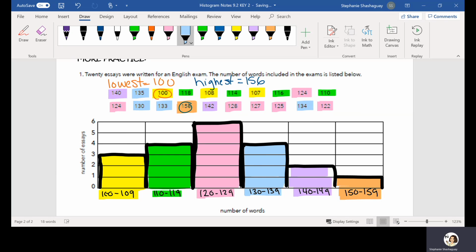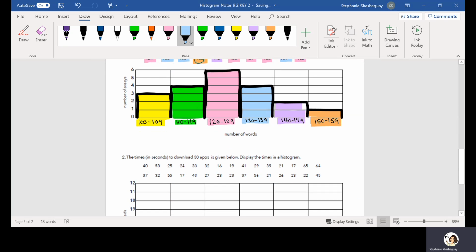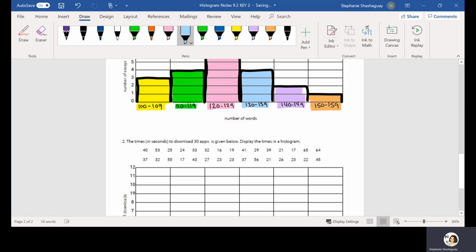Please make sure that you finish this other histogram before turning in your assignment.